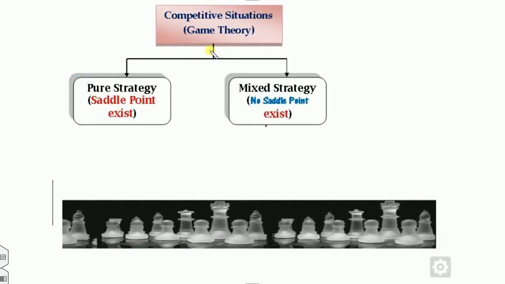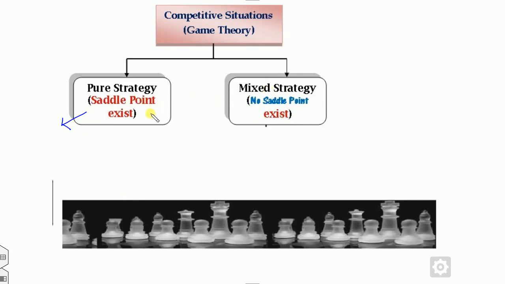The game theory is basically of two types. One is the pure strategy, the second is the mixed strategy. Pure strategy is also called the saddle point. When the saddle point exists, saddle point means equilibrium, meaning we can find the solution of the problem. Here we can't find the solution of the problem. That first part we are trying to discuss in this presentation; the rest we will talk about later.